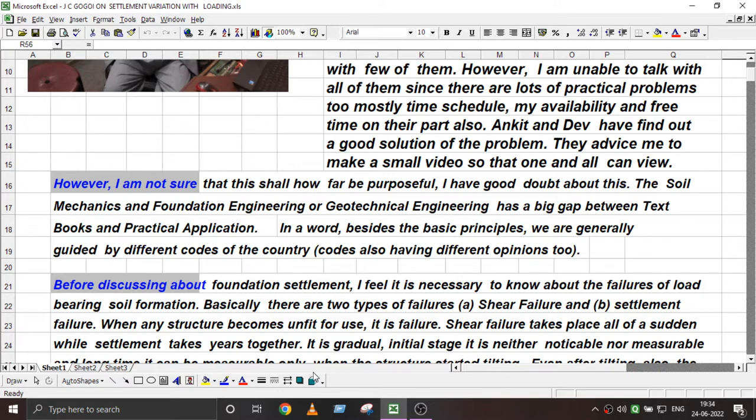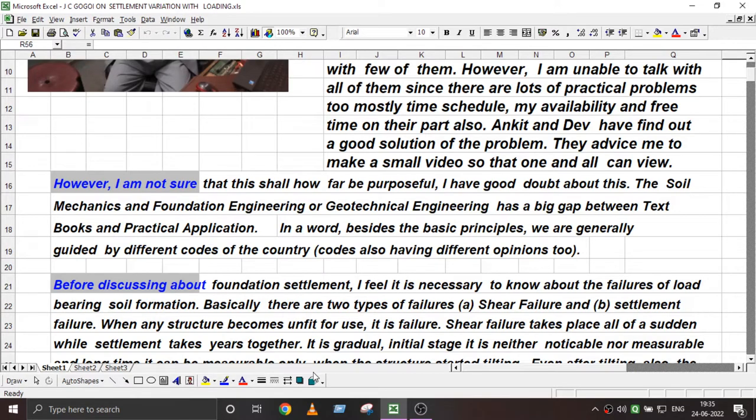In raft also, uniform loading is not at all possible. We just assume that when a raft is provided, a uniform settlement will be there. In many cases, soil formation will be different. Difference with soil type, the megascopical classification may be the same, but in some corner there may be some oversaturated soil.